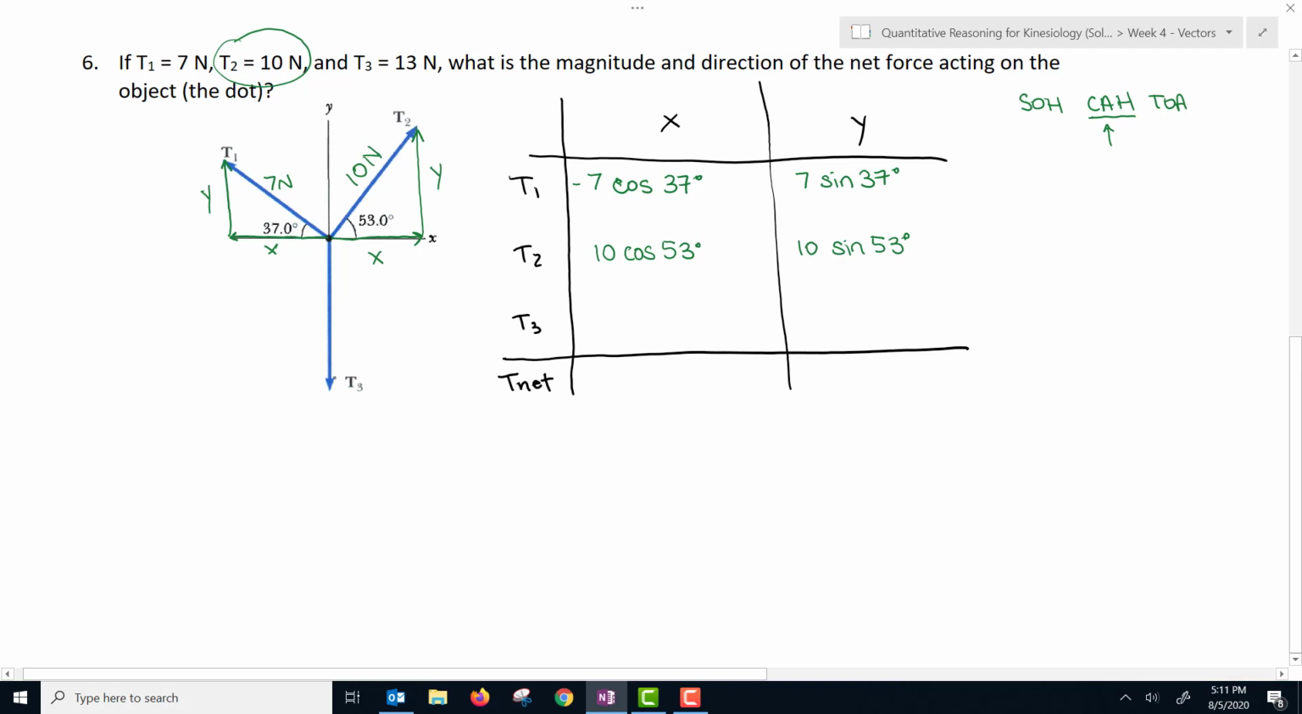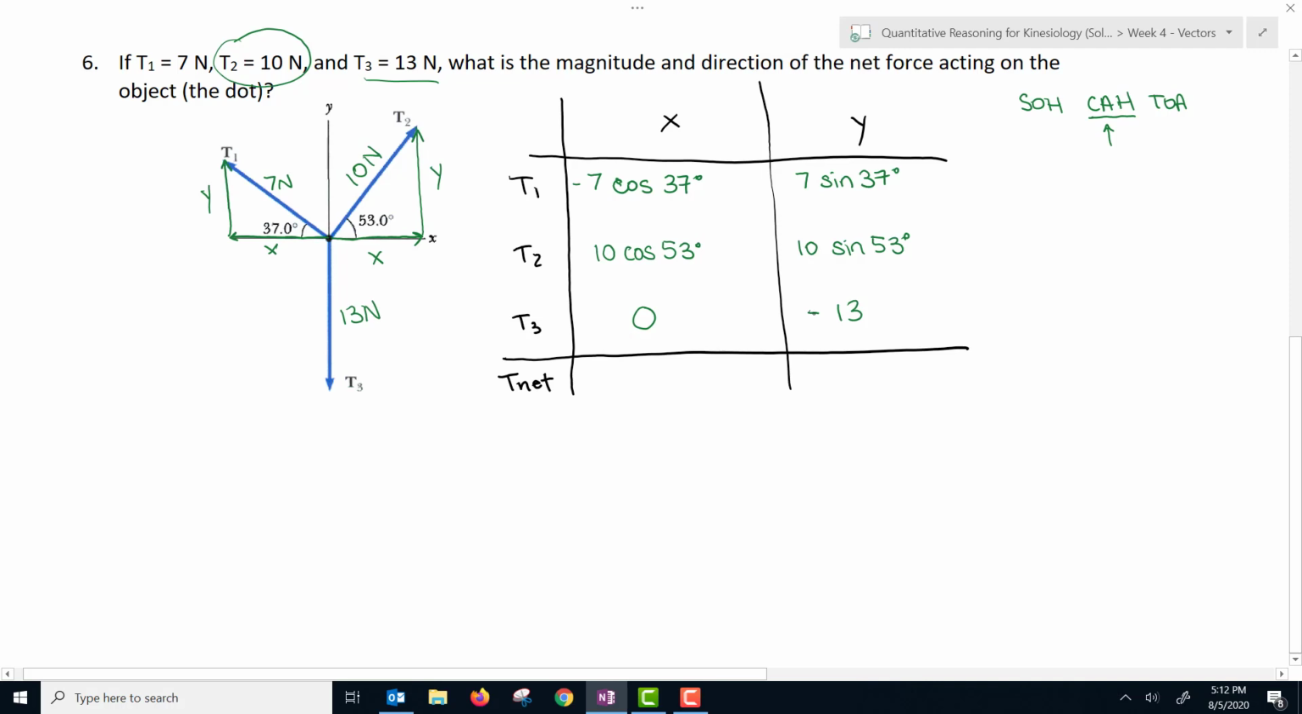All right, let's move on to T3. T3 points vertically downwards. It's not on an angle at all. So that means it doesn't have an x component. It's not on any sort of angle going to the left or right at all. So its x component is 0. And the y component, they tell us in the question, T3 is 13 newtons. So the y component is just 13. But since it points down, it's negative 13.